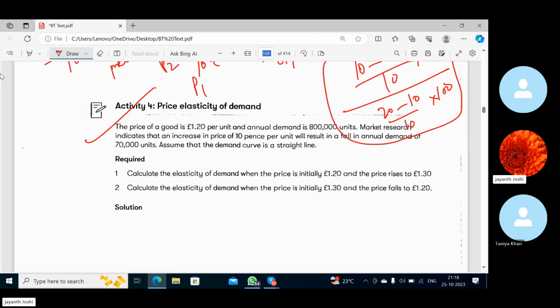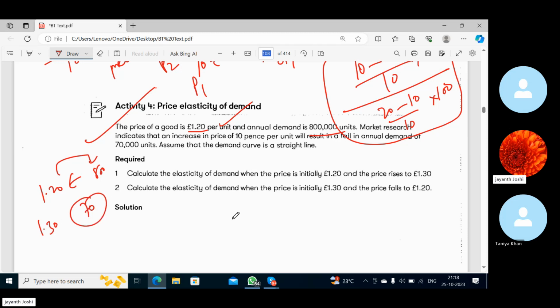So what are you doing here? The price of a good is 1.20 pounds per unit. Annual demand is 800,000 units, right? Market research indicates that an increase in price, that means it was 1.20 pounds, for this much the demand was 800,000 units. The price is going to increase by 10 pence. It's going to become 1.30, and that will lead to a fall in demand by 70,000.